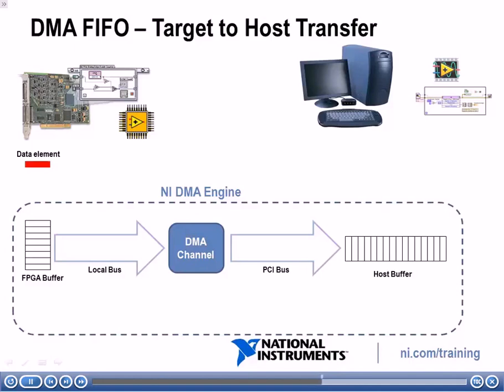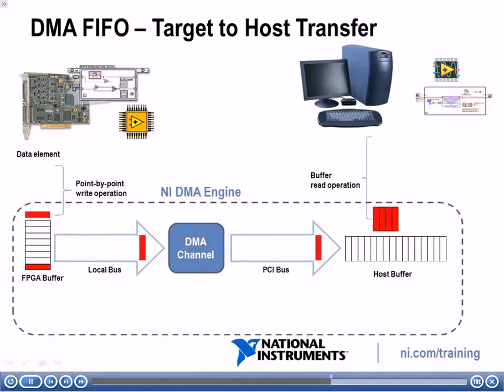So let's take a look at this. Notice that the FPGA VI is sending one data element at a time, and that's quickly being sent directly into the memory of the host computer through the DMA engine. And then your host VI is able to grab multiple elements from that memory and get it into your application.